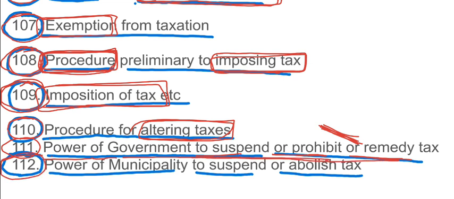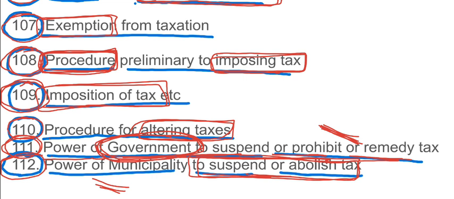Section 112 Suspension or abolition of taxes by municipality. In section 111, it is by the government, that is state government or central government, and for section 112, it is the municipality that can suspend or abolish taxes. So it is very important. Both sections are very important. There should not be any confusion between these two sections.